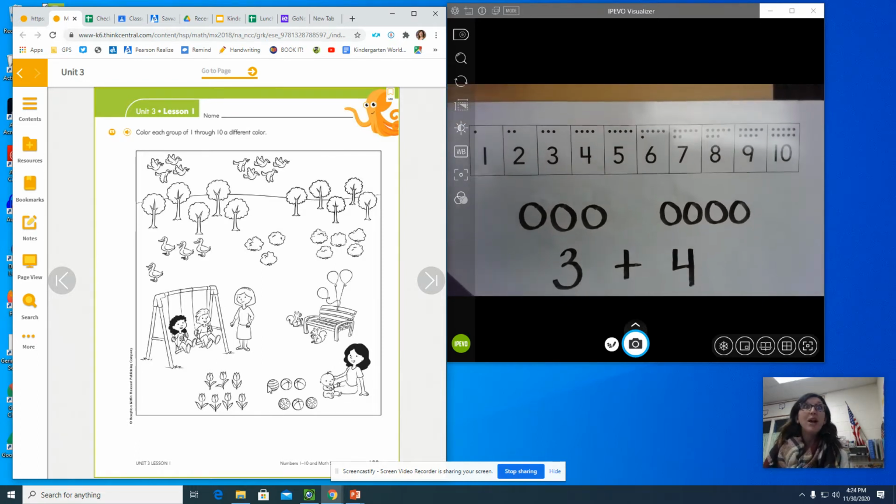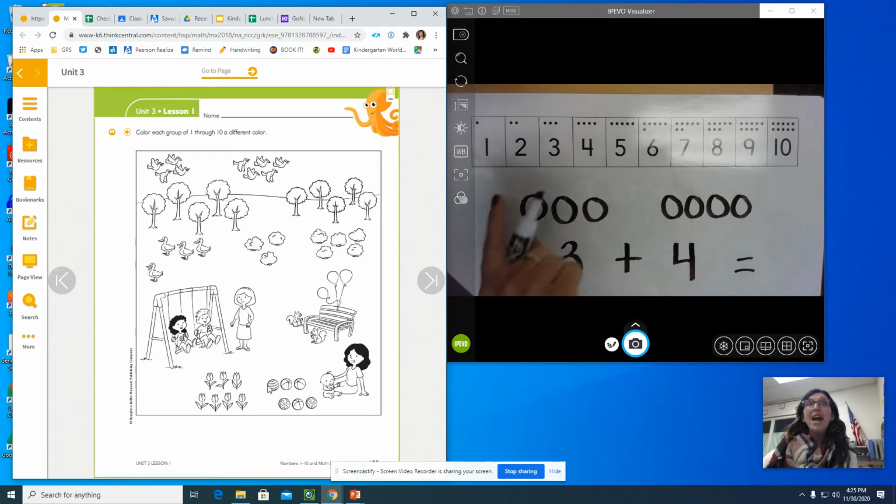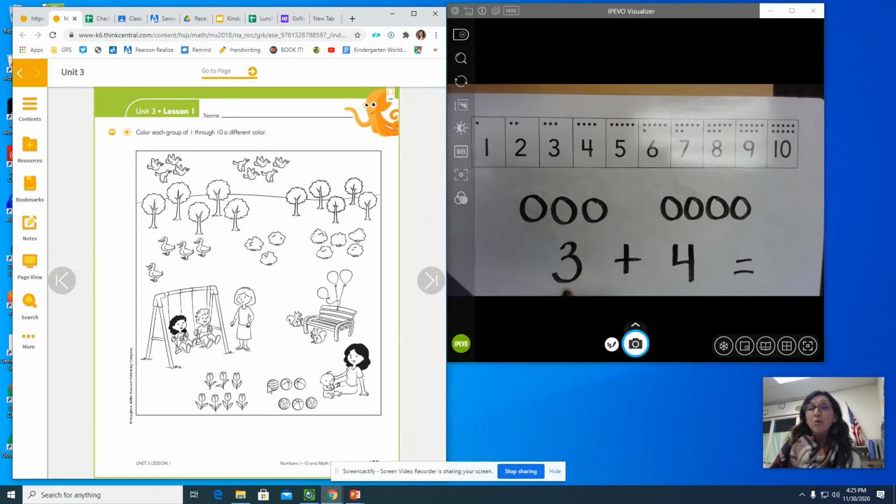So to turn it into an equation, we have to use an equal sign. So I'm going to put an equal sign over here after the 4. And then I want to know, how many do I have now? How many do I have all together? If I picked 3 flowers, and then I picked 4 more flowers. How many do I have in all? How many do I have all together? You're right, I have 7.